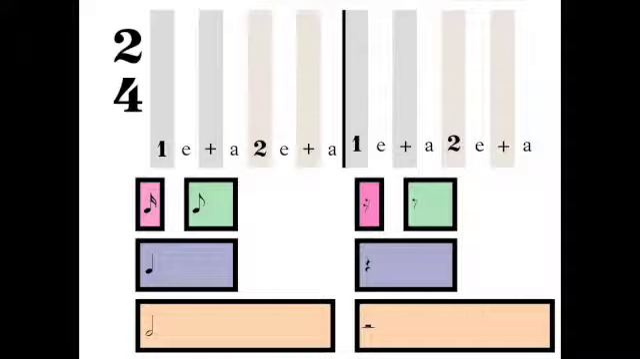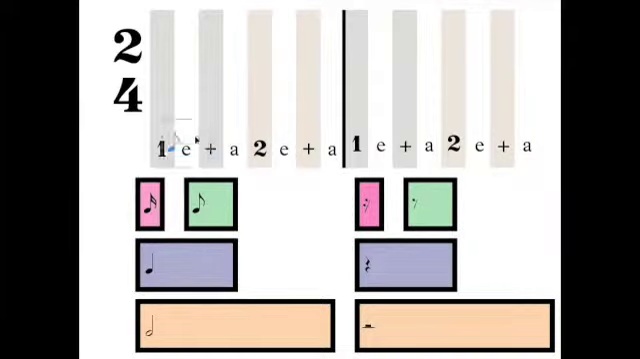Let's do another. In this example, I've added a second measure. Measures are always divided by a vertical line called a bar line. The bar line does not take any time at all. The meter continues from one measure to the next without a break.